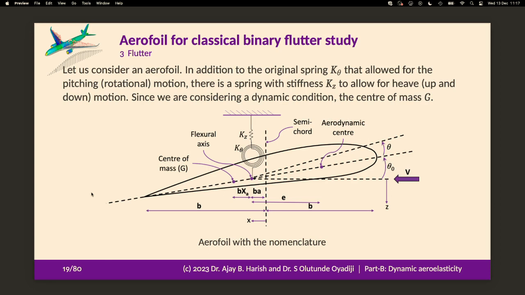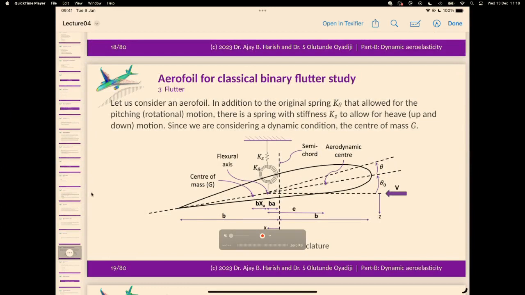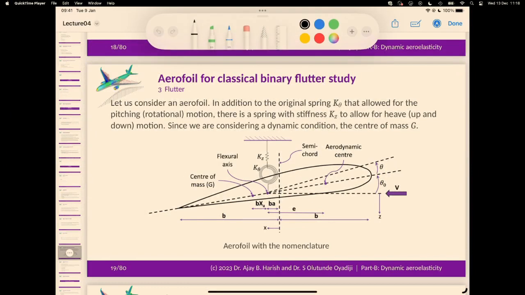So let me just go to the slide. Okay. So we have added this additional spring in here. So there's a linear spring that is added in here. So what is this linear spring?